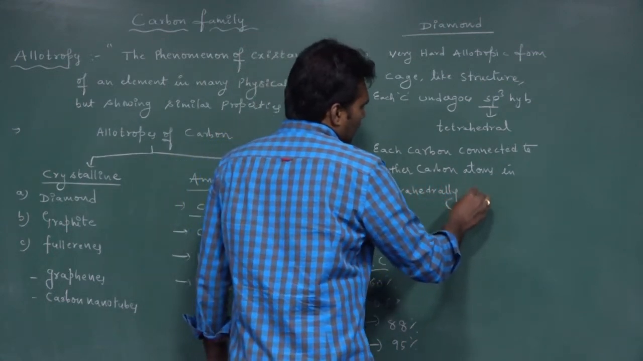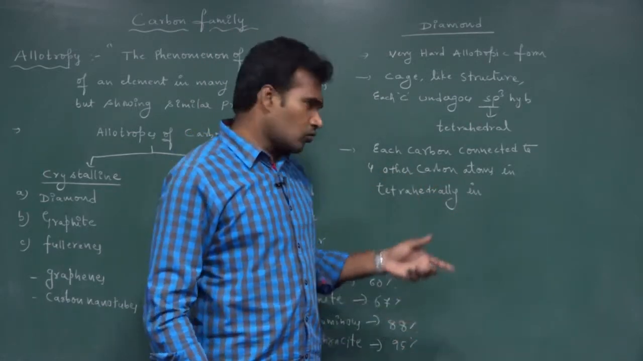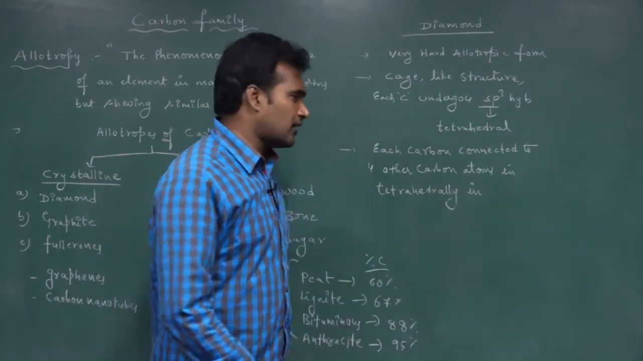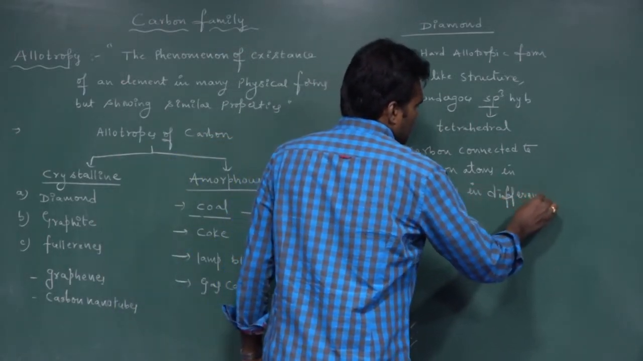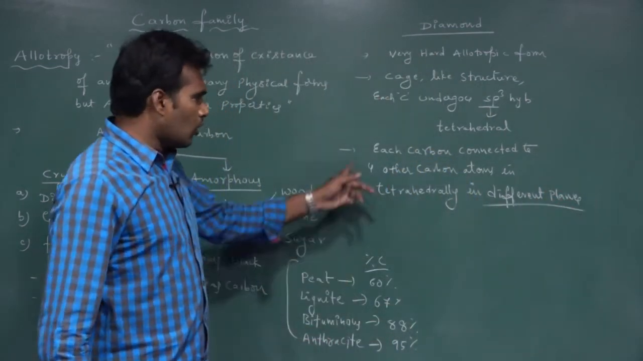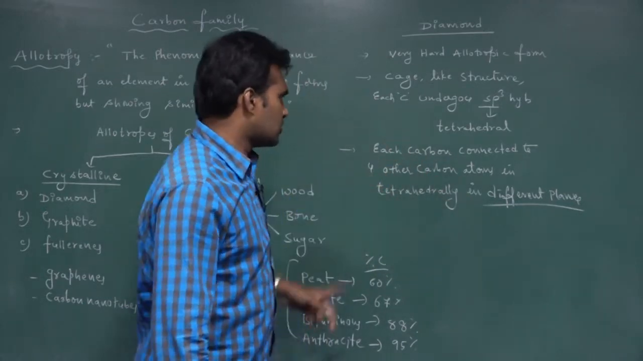Tetrahedrally. So all 4 bonds are not in the same plane. Every carbon is connected with the 4 other carbon atoms in different planes. That is important. In different planes. Okay, so all 4 bonds are not in the same plane, they are in different planes. So this is the structure.